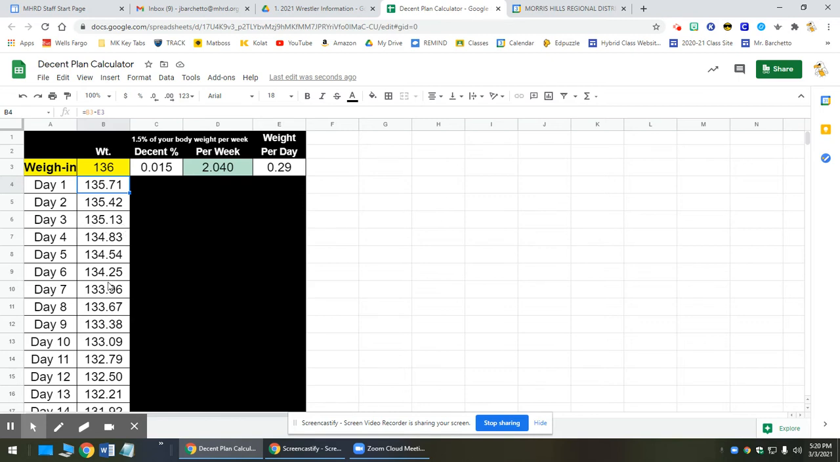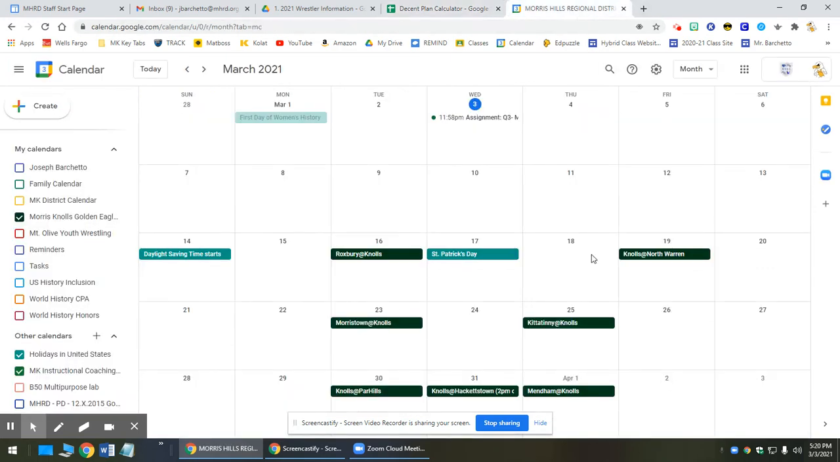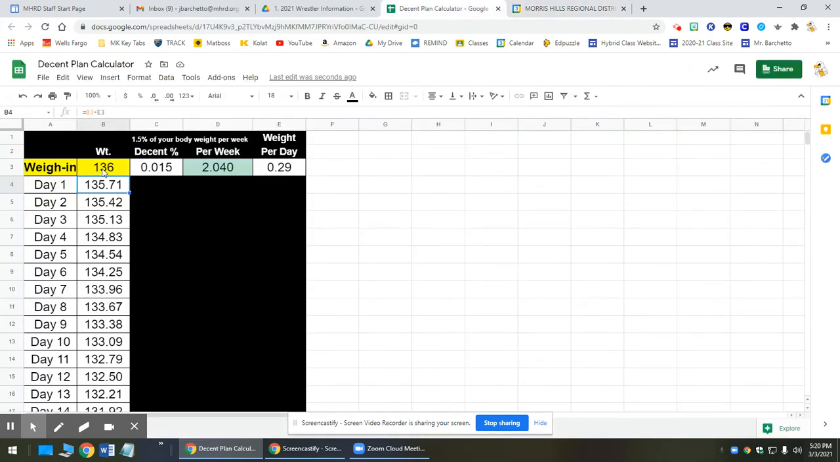If he looks here, it would actually take him 7 days from weighing 136 to get down to 133.96, which would be the 134-pound weight class. And if that's 7 days, I go back to the calendar: 1, 2, 3, 4, 5, 6, 7. He would actually be ready for our Morristown match. So again, all you need to do is plug in your numbers, and it will give you everything you need.